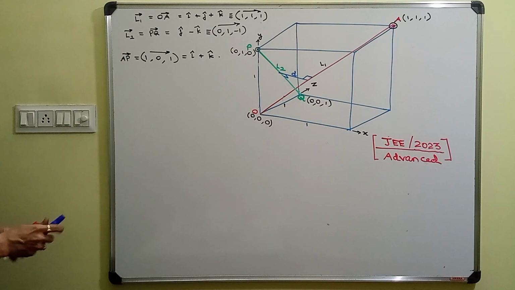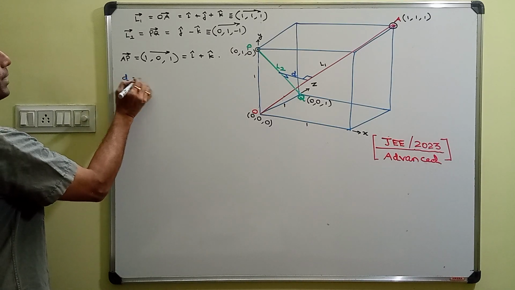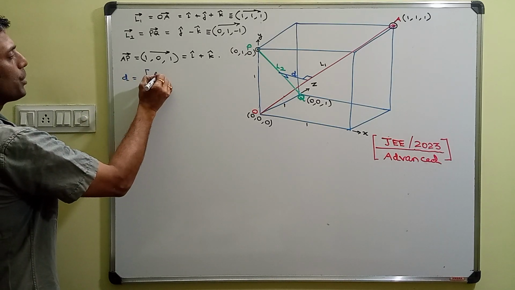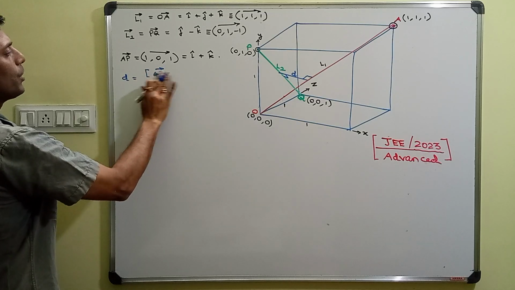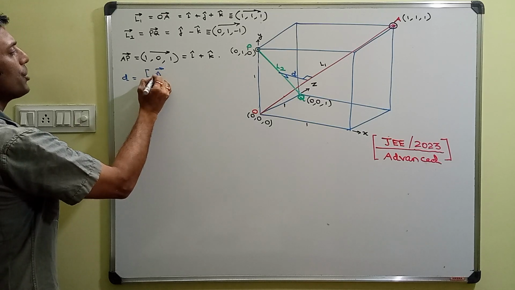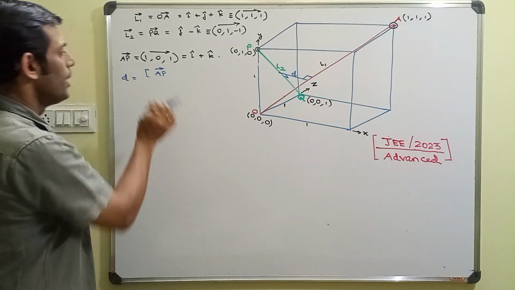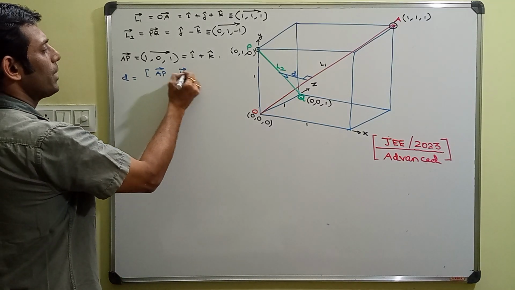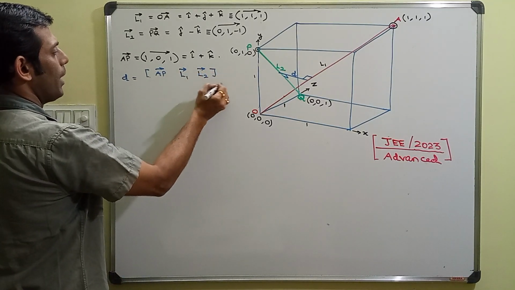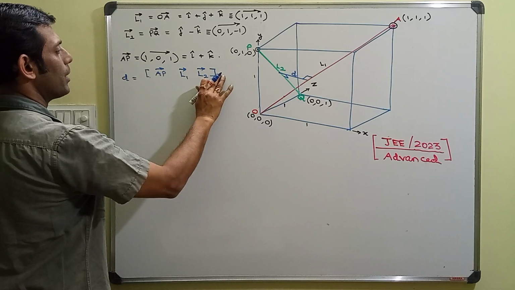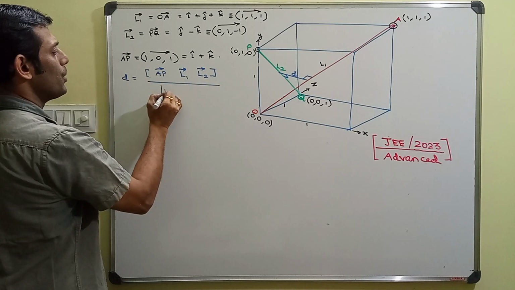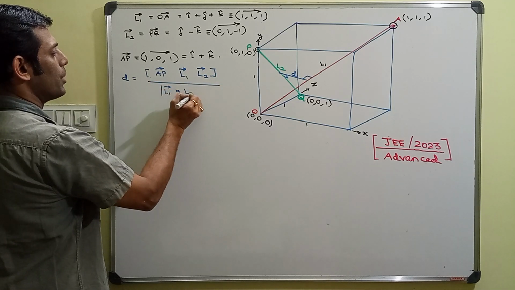So therefore the shortest distance can be simply defined as the ratio of the scalar triple product of AP, L1 and L2, where AP is the point-to-point vector between a point on line 1 and a point on line 2, then L1 vector and L2 vector, divided by the magnitude of L1 vector cross L2 vector.